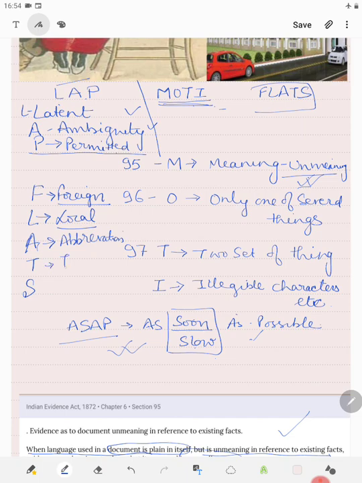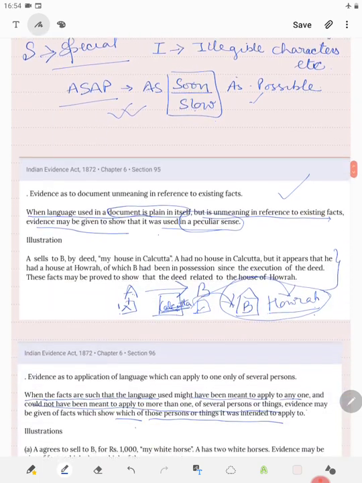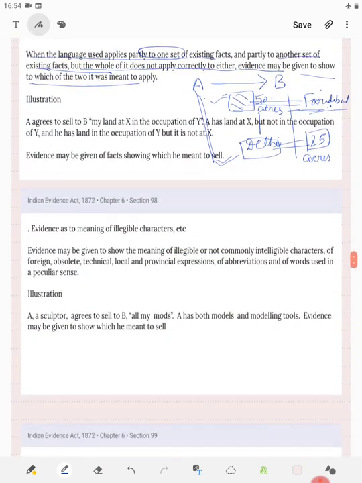Then T, if it is a technical word, and S, that is if it is a word which is used in a peculiar sense, in a special sense, then in that case also evidence can be given. We'll just read section 98: Evidence as to meaning of illegible character.